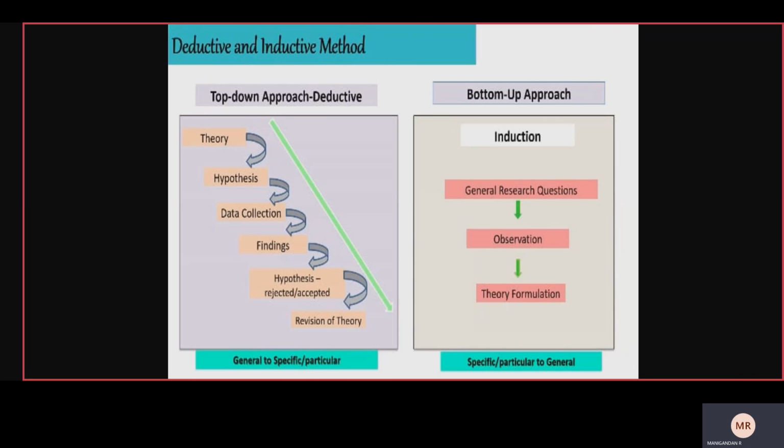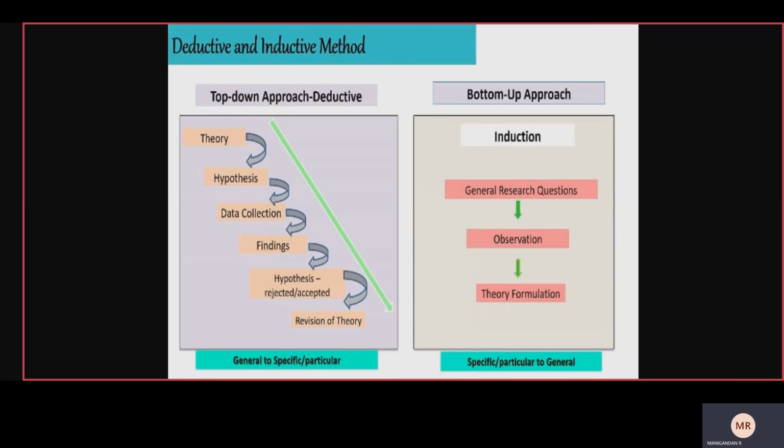While coming to induction, first you need to frame the research question, then observe that, and finally we need to get the formulation. Only three steps are followed, in a specific, particular way, for one process. That is called the bottom-up approach and inductive research. And basic and applied research.